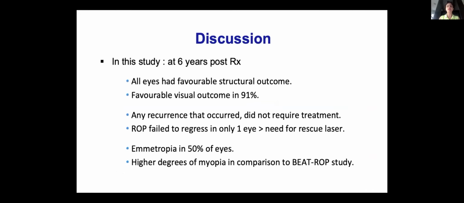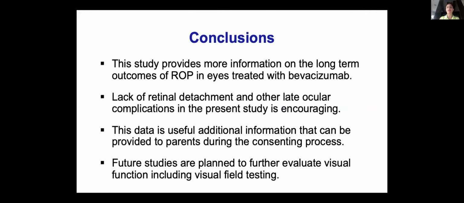So at 6 years, all eyes had favorable structural outcome and 91% favorable visual outcome. Only one child failed to regress, and the rest that did develop any recurrence did not need treatment. There were higher degrees of myopia in comparison to BEAT-ROP, and emmetropia occurred in 50% of eyes.